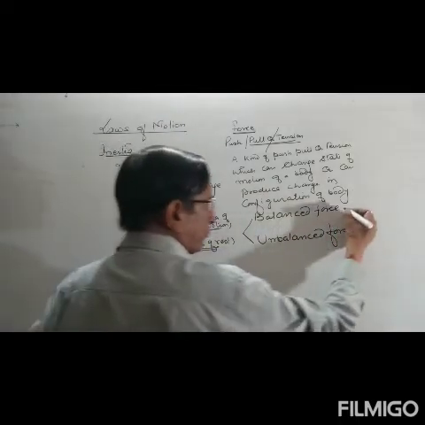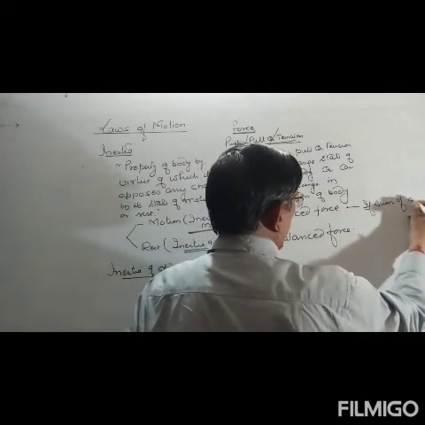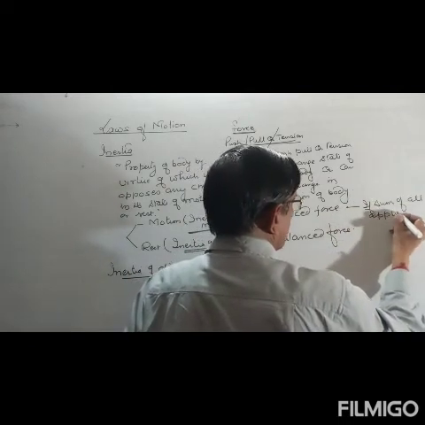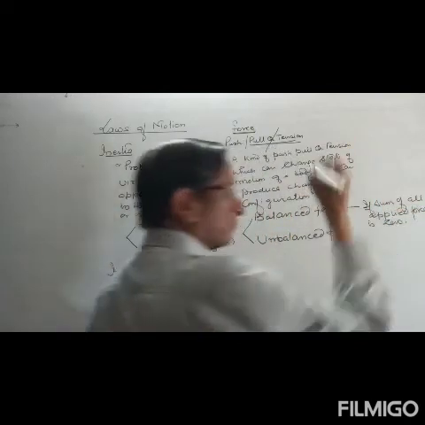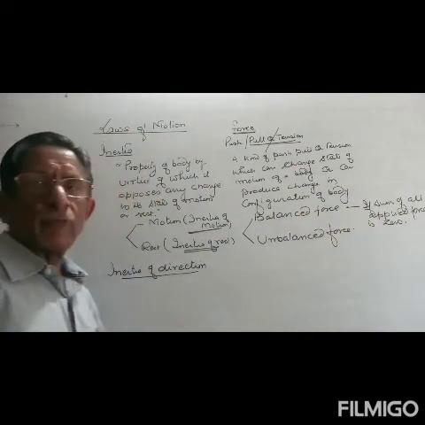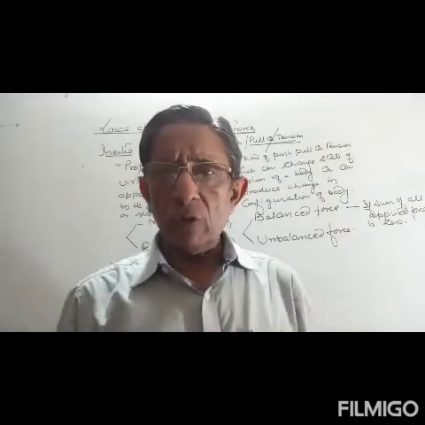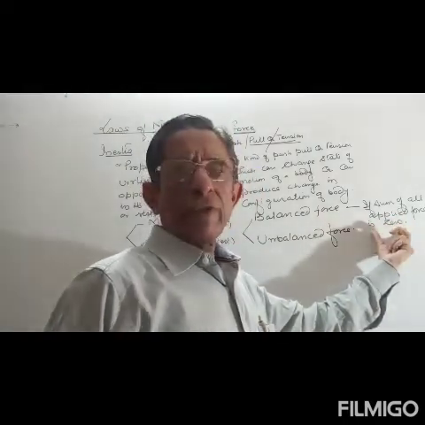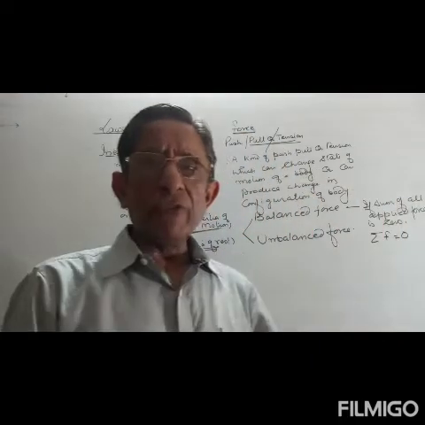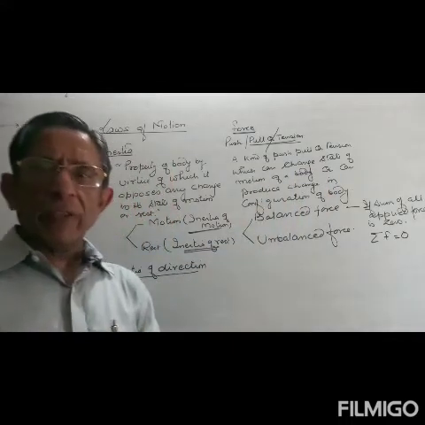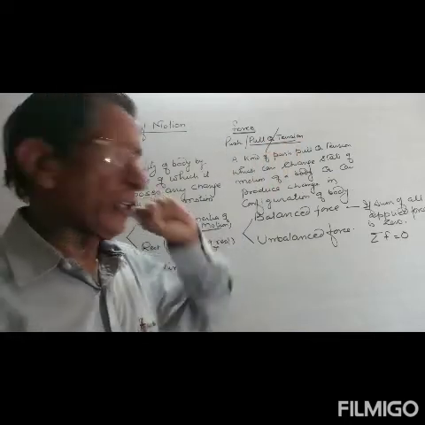What is the meaning of balanced forces? If the sum of all applied forces is 0, then it is called balanced force. Suppose on the body we have applied so many forces and the sum of all the forces is 0, then that is called balanced force. Summation F is equal to 0. Summation means sum. Sum of all the forces is 0, then it is called balanced force. Balanced force cannot produce a change of state.